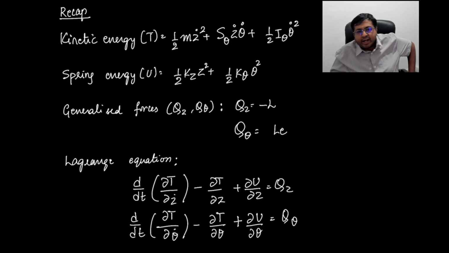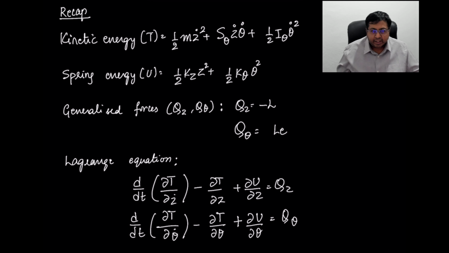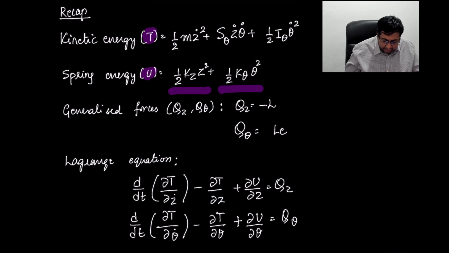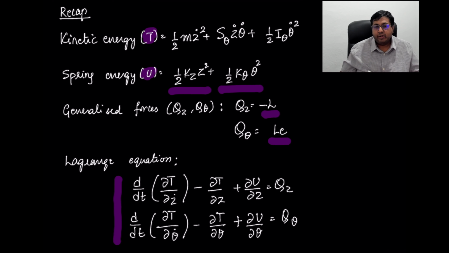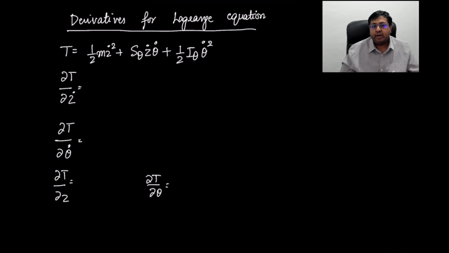Further on, we defined our kinetic energy, the spring energy from the torsional and from the linear spring. And we also wrote the generalized forces QZ and Q theta in order to get the terms for our Lagrange equations. So far what we have not done is think about how to put all these terms together in order to get the terms related to our Lagrange equation.